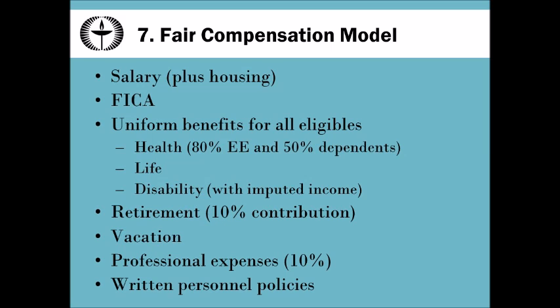But what they typically suggest is that you pay 80% for the employee's portion of health insurance and 50% for the dependent portion of health insurance. You should be paying for life insurance, or at least offering life insurance, and offering disability insurance, and impute the income if it's employee paid.